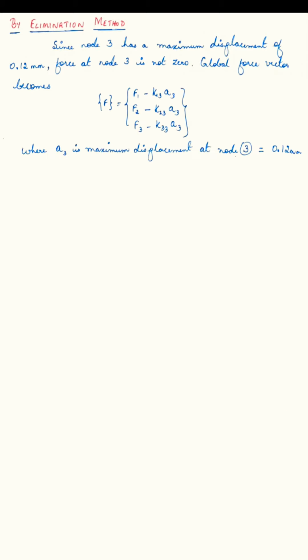So global force vector will become, by taking the value A3. So what is A3? We call it spring displacement, but it is equal to the displacement at node 3, which is Q3. So A3 is equal to Q3, which is equal to 0.12 mm. So we will consider F1 minus K13, which is the stiffness at node 3 because of the force at node 1, K23, and will multiply F1 minus K13 A3, F2 minus K23 A3, and F3 minus K33 A3.